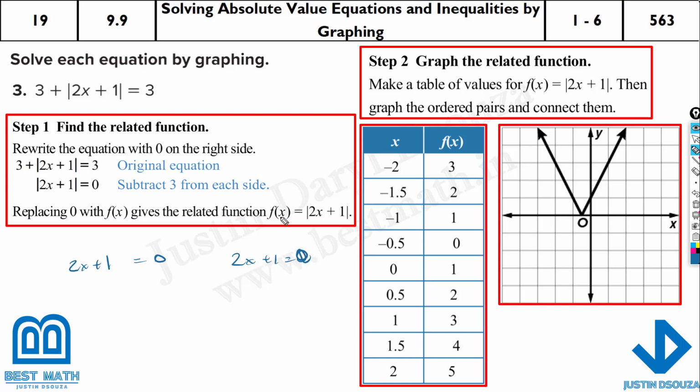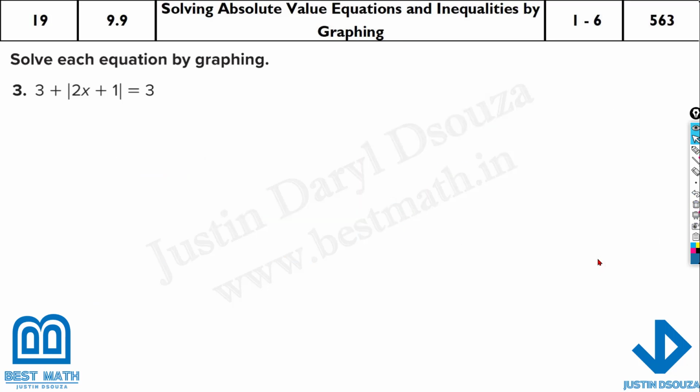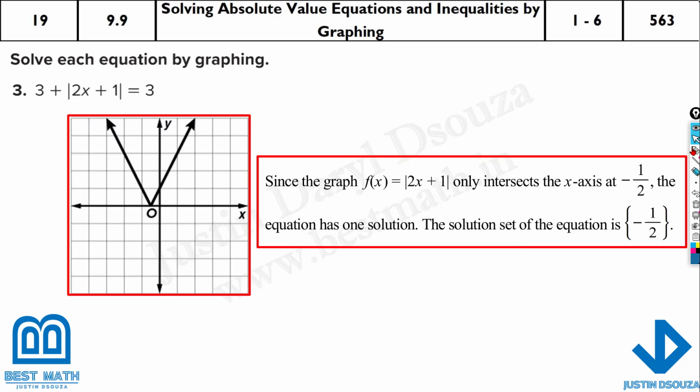That means you don't have to do it like this, two cases. That means you will have only one point on the x-axis. So x is equal to negative half or negative 0.5. That's the only one solution. You don't have two solutions like the previous problem. Only one, as you can see over here. So that will be the answer. It's negative half.